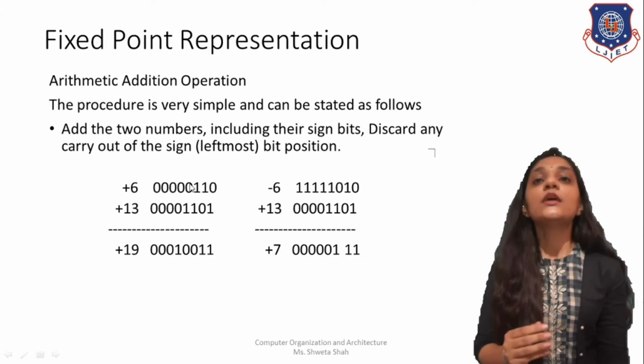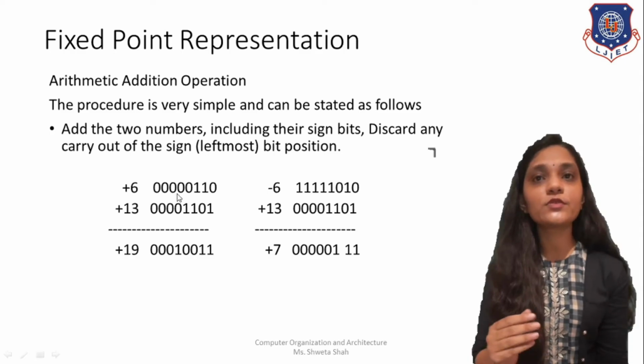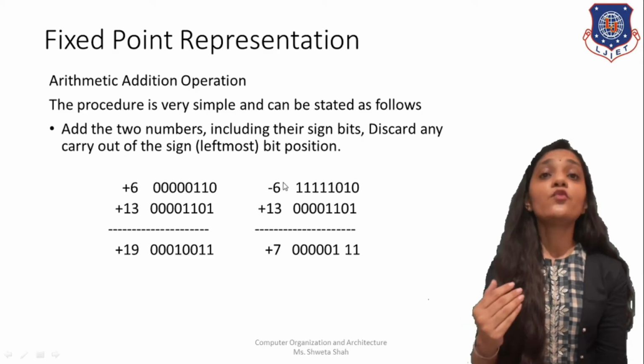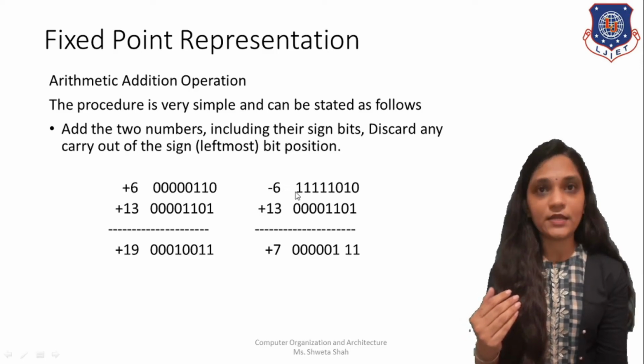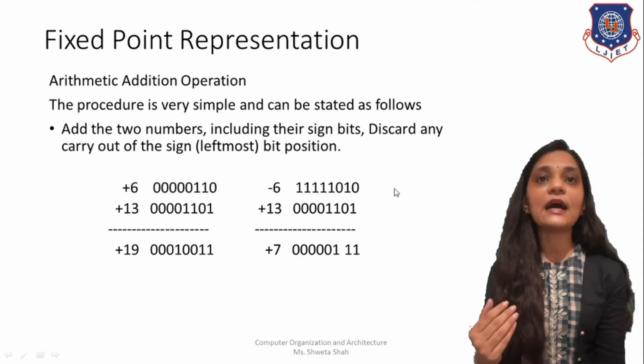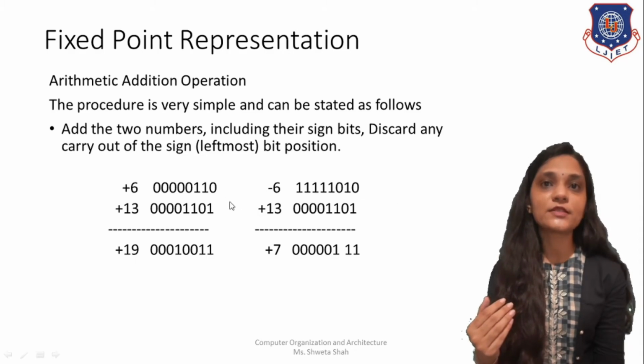So here for plus 6 you have used the sign bit as 0 and the rest of the bits as magnitude. For minus 6, here we have 1 representing the sign as negative, and the rest of the bits are in 2's complement of this positive 6.